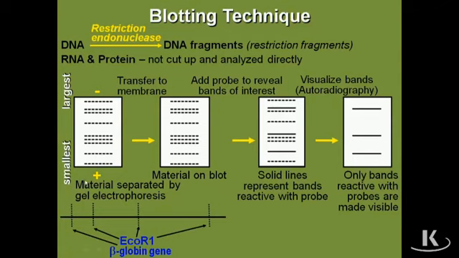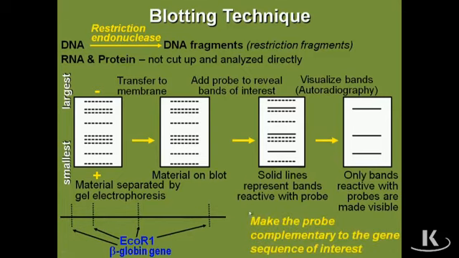Now, typically what you want to do is to visualize the gene that you are interested in studying. In this case, we're studying the beta globin gene. So what we have to do is to design a probe. This word probe comes to visit us again. What a probe is, it's complementary to the gene sequence that you're interested in looking at. So you have to make the probe complementary to the gene that you want to study.